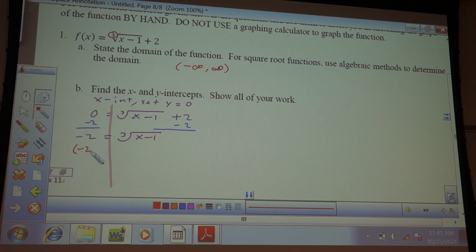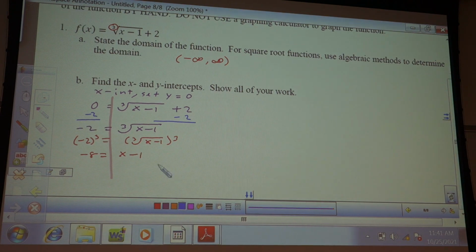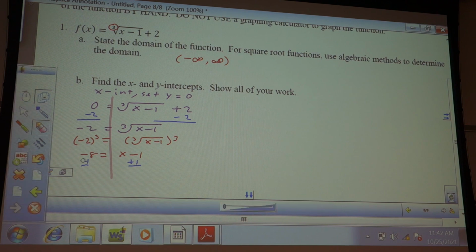And we end up with negative 8 equals x minus 1. How do you undo the minus 1? You add 1 to both sides. And we end up with our final answer. It's a mess.